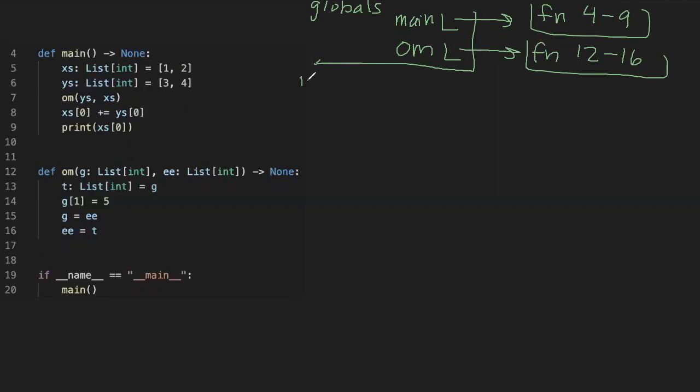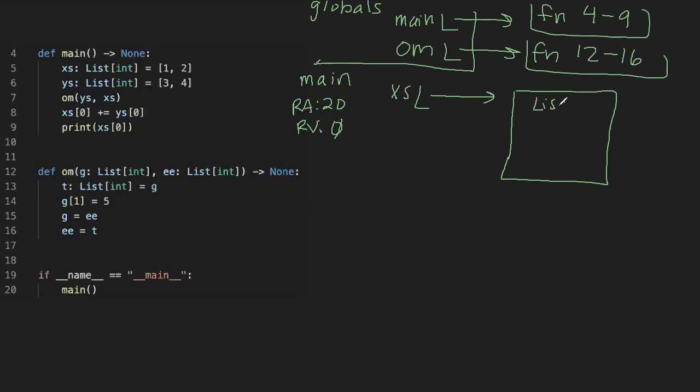And then on line 20, we call main. So our return address is 20. The return value of main is always none. So up in main on line 5, we set up a list x's. So let's draw this on the heap. So this is a list of type int, and we give it 2 elements. So we have 1, then at index 1 we have 2.